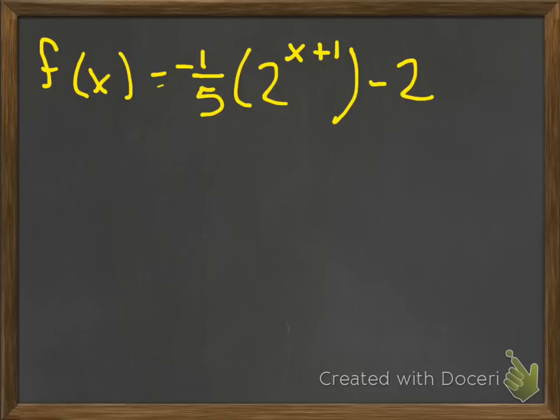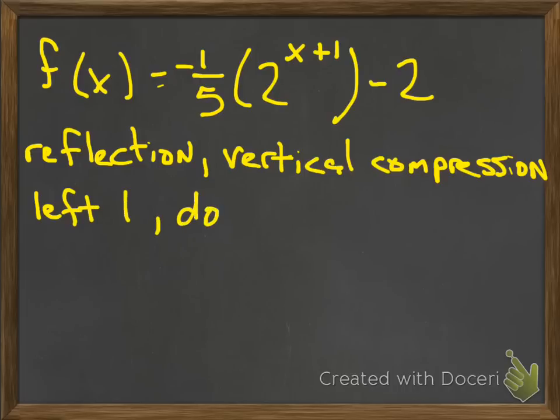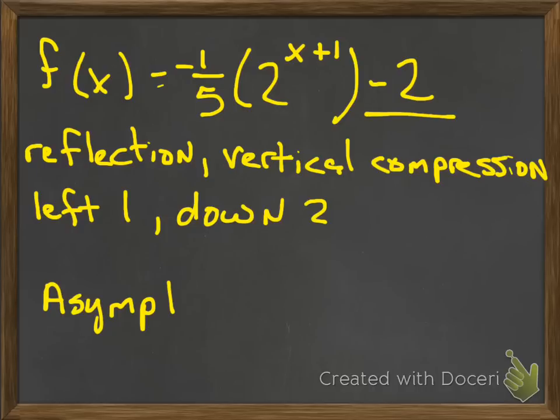With this one, I have negative 1/5, parentheses, 2 to the x plus 1 power, minus 2. So I tried to throw in a little bit of everything on this one. The negative means I have a reflection. The 1/5 means I have a vertical compression. The plus 1 in the exponent means I go to the left 1. And then the minus 2 means I go down 2. Now keep in mind, if I'm going down 2, my asymptote is at y equals negative 2. So my asymptote is right there.